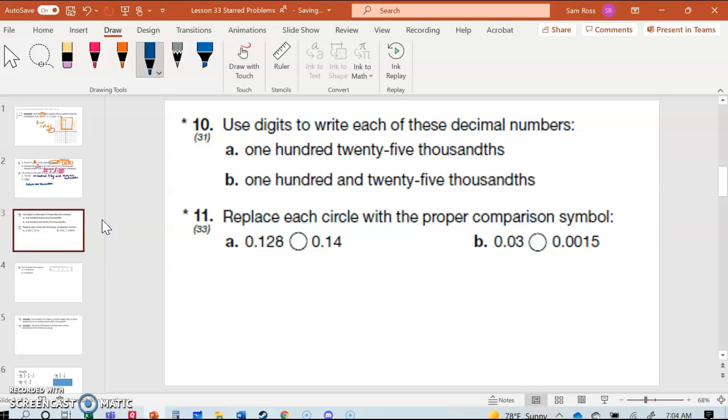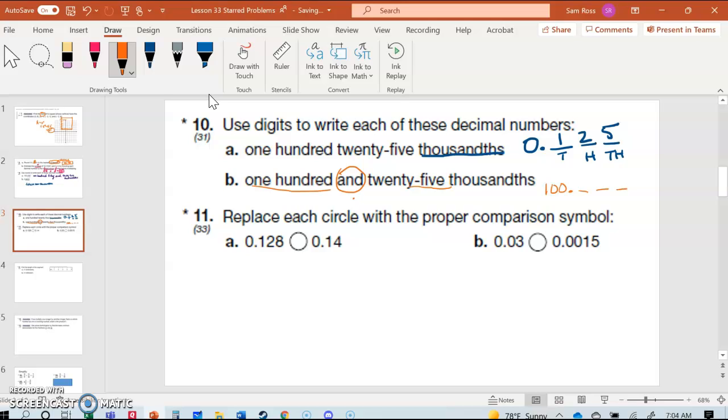Use digits to write each of these decimal numbers. Okay. 125 thousandths. So let's see. There's my decimal. This is tenths. This is hundredths. This is thousandths. So this is going to be 125. And then this is 100 and, that's my decimal point, 25 thousandths. So I know I have 100, my decimal point, and then I have tenths, hundredths, thousandths. So it says 25, so I'm going to put that there, put my 0 here.